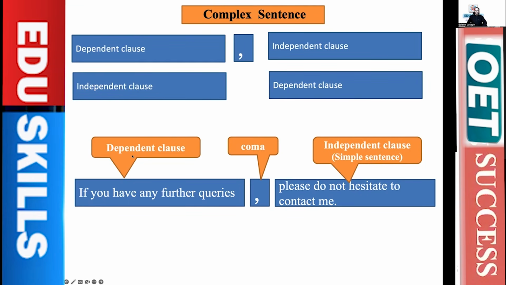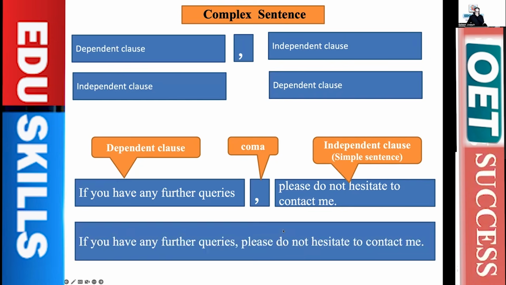So just remember, if there is a dependent clause first, you have to have a comma. You must put a comma. If it is an independent clause first, no comma. No IC, only DC. After an independent clause, no comma. If you have any further queries, comma, please do not hesitate to contact me.